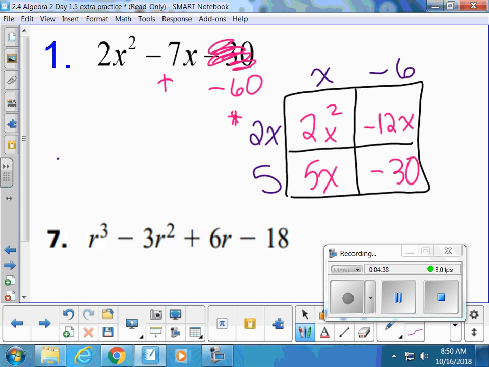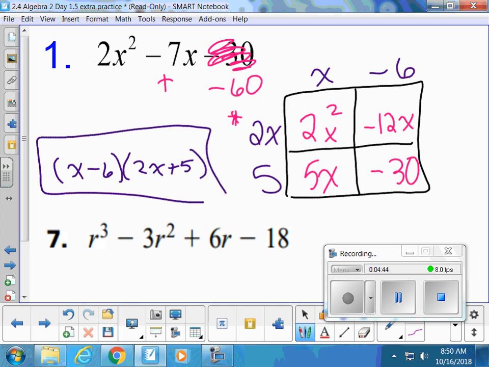And then it does not matter, I had somebody asking me again last period, it does not matter what order you put your 2x plus 5 and your x minus 6 in. You can put it in reverse order of what I just did, and that would still be fine. Well, that was a nice review of box method. It had been a few weeks, maybe even a month or more.